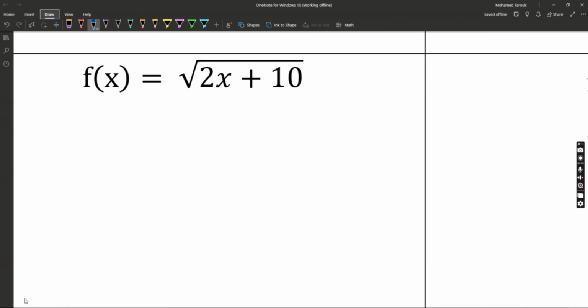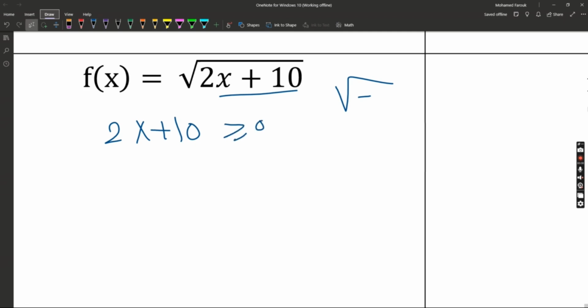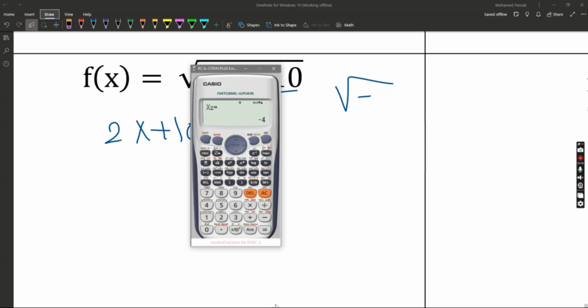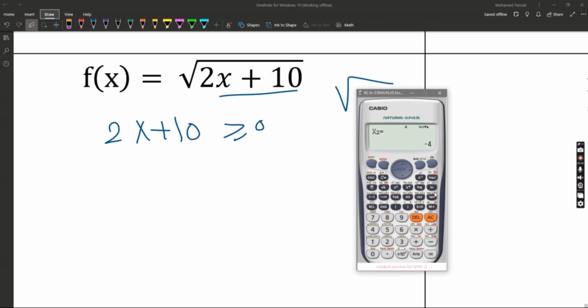Actually, you can use all numbers except some selected values. Any value for this expression that will make it negative. You cannot have a negative under the square root. So I will take 2x plus 10. It cannot be negative, so it will be positive or 0. Okay, you can use your calculator by writing it as an equation, not as an inequality.